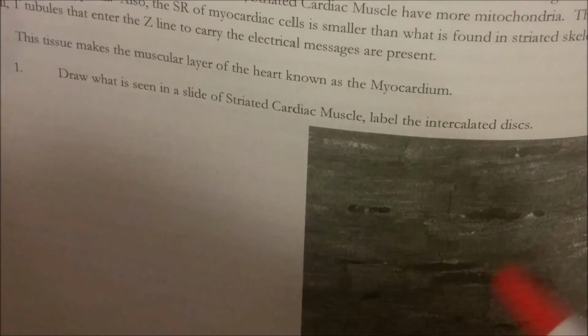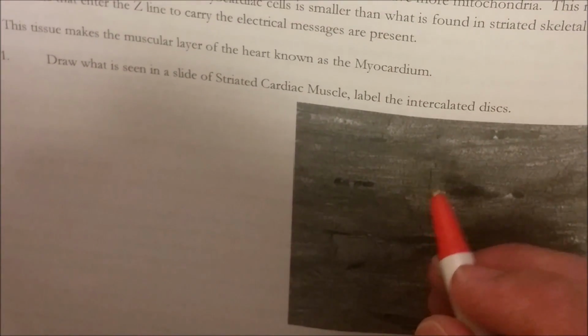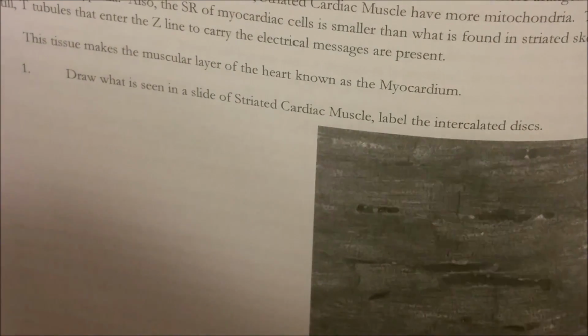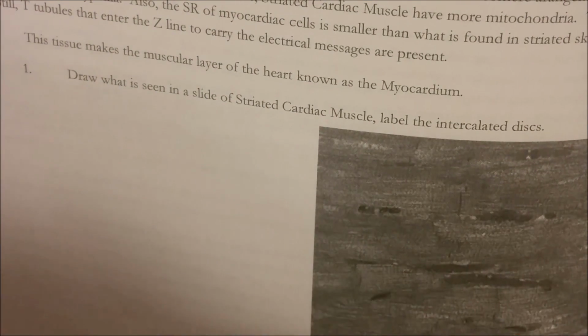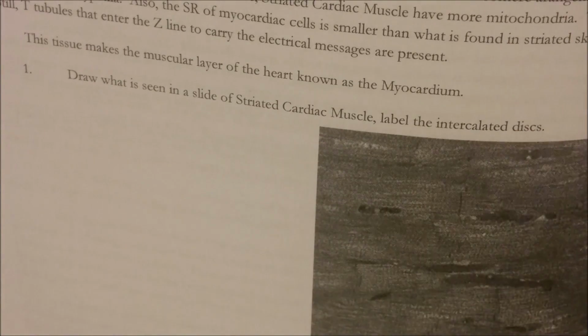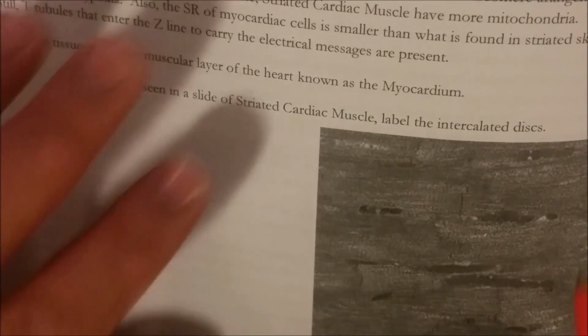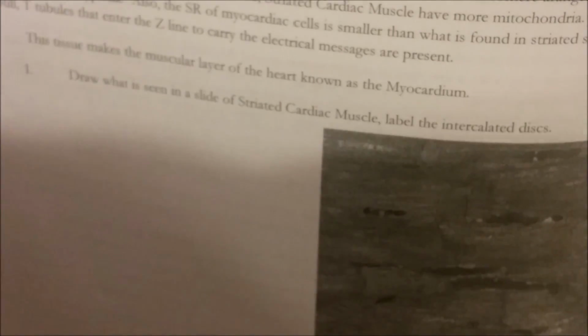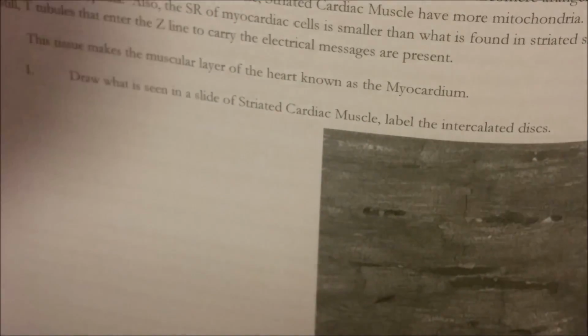Inside the intercalated disc, you have desmosomes, which are glycoproteins which latch on from one cell to the other, and you have connexions, which are tubes which connect the cytoplasm between the cells. And so this allows the muscle to function as one unit. And so that's one of the first tissues that you're going to need to know, striated cardiac muscle. Striated, stripe; cardiac, for heart; muscle, it's contractile.